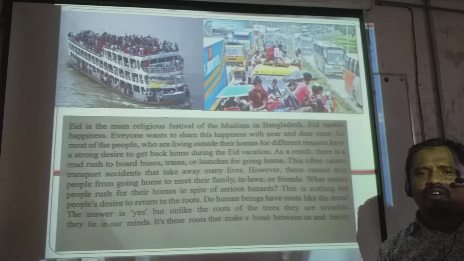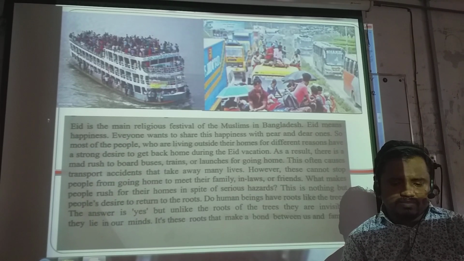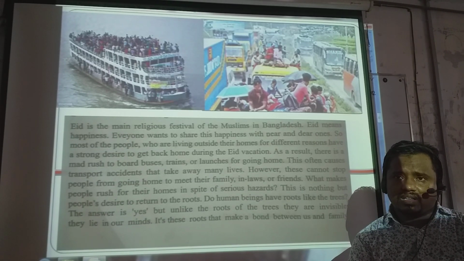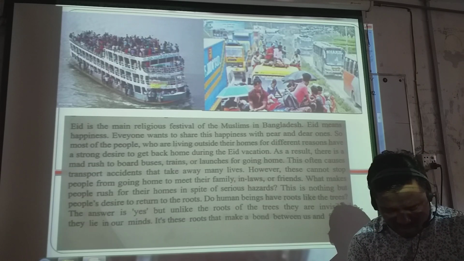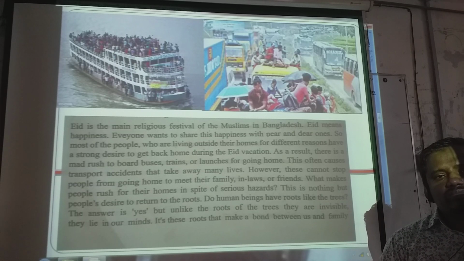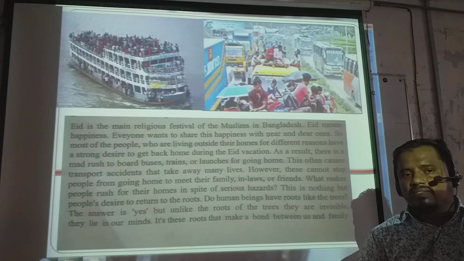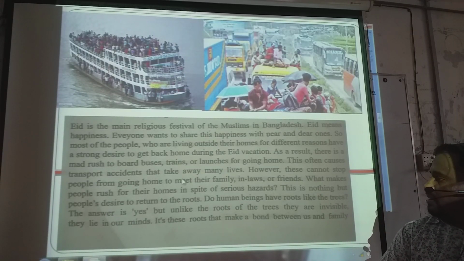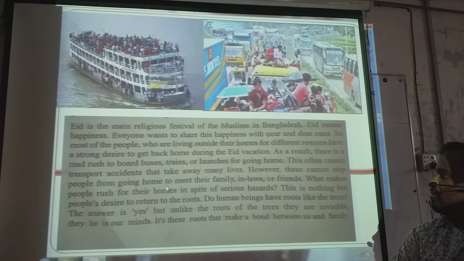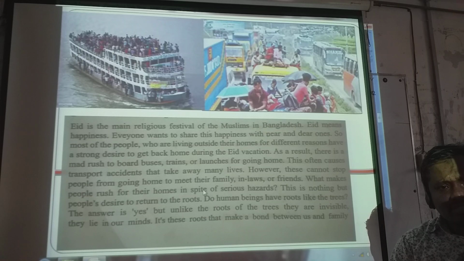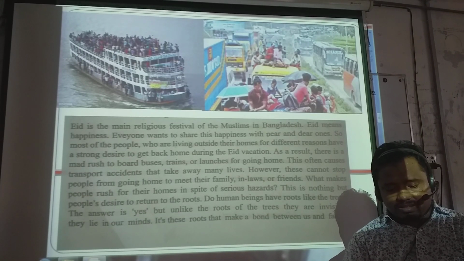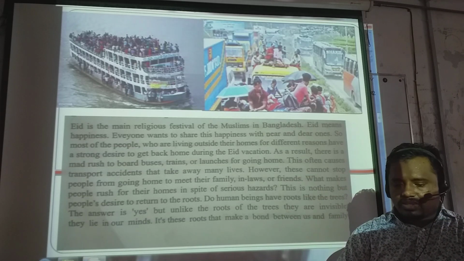We all are staying in a pandemic situation, and there is a restriction in our journeys also, but about 300 plus people have lost their lives during this festival also. These are accidents that take away many lives. However, these cannot stop people from going home to meet their family, in-laws, or friends. What makes people rush for their homes in spite of serious hazards? Why are they so madly going to their roots?